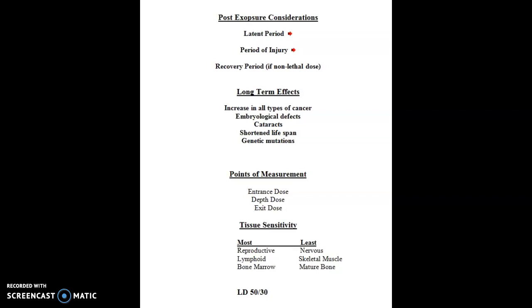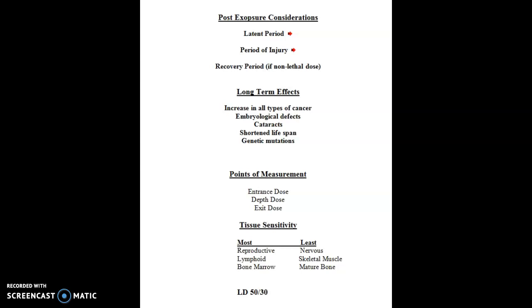Okay, so some other terminology that we want to talk about right now. These are some post-exposure considerations, and it's more about being familiar with this terminology. Latent period. We talked about a latent image when we talked about film, and if you'll remember, the latent image means that the film had been exposed, but it hadn't been processed, so the image wasn't visible yet. Latent period is the same basic concept. The person has been exposed, but the damage hasn't fully shown itself yet. That's the latent period.